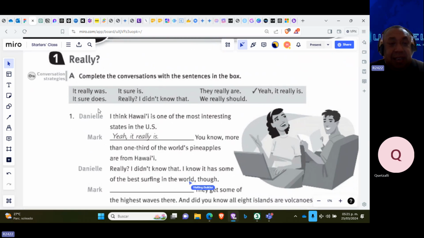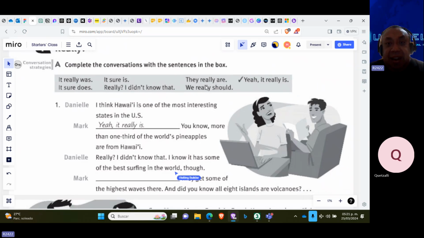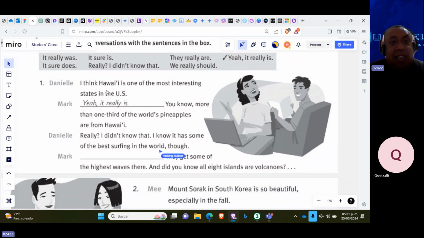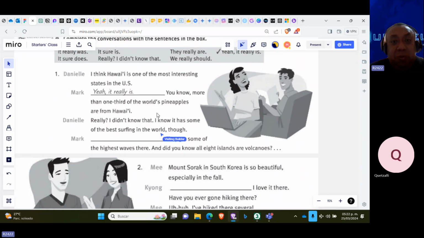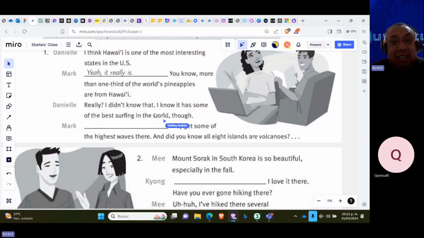Look at the possibilities. It really was. It sure does. It sure is. Really? I didn't know that. They really are. We really should. Yeah, it really is. For example, we read the first. It says, I think Hawaii is one of the most interesting states in the US. Yeah, it really is. You know, more than one third of the world's pineapples are from Hawaii. Really? I didn't know that.